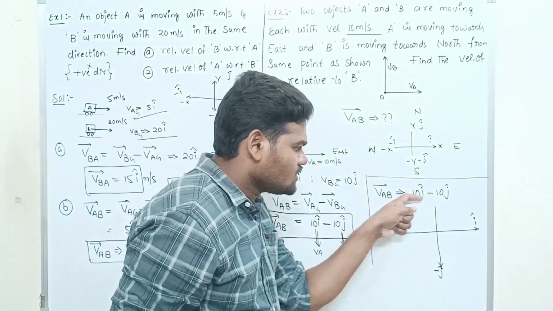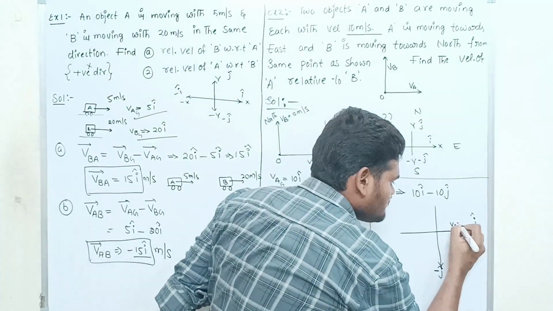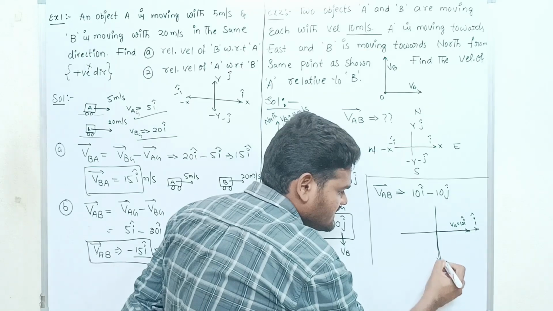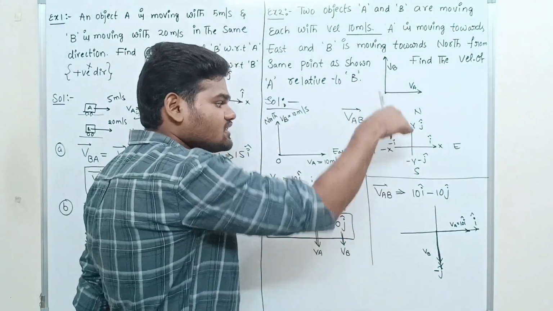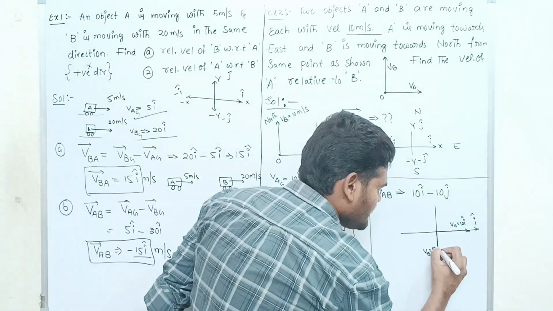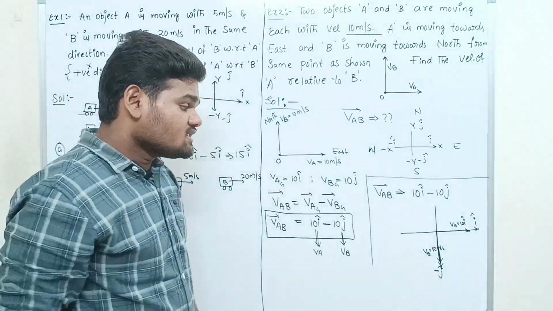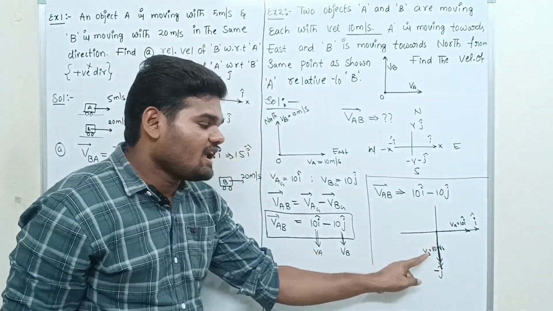Velocity of the object towards 10 i cap: VA is equal to 10 i cap. VB is equal to minus 10 j cap, which means its direction is towards the south. So VB is 10 meter per second towards the downward direction. Now we have to find the resultant relative velocity of VA and VB.